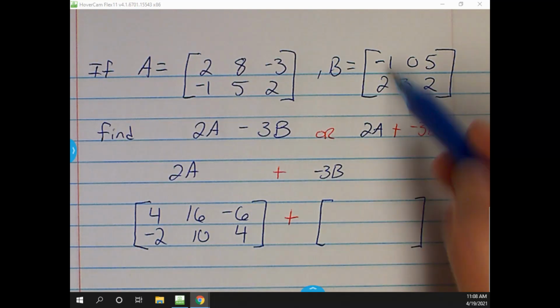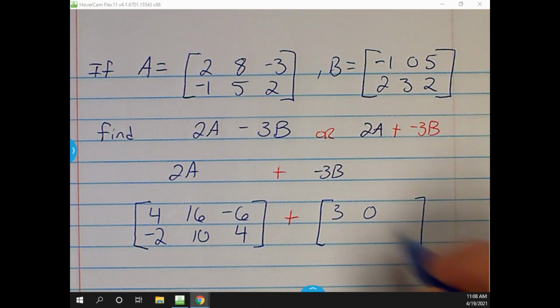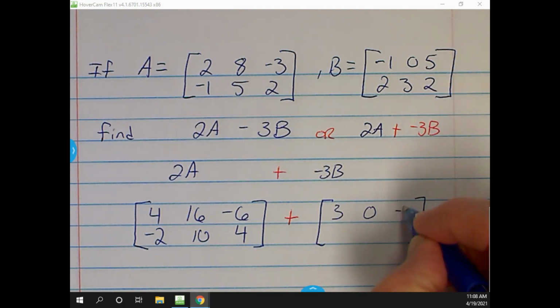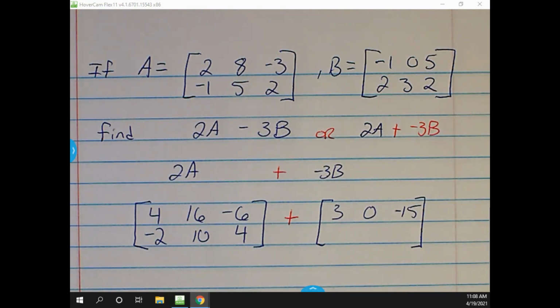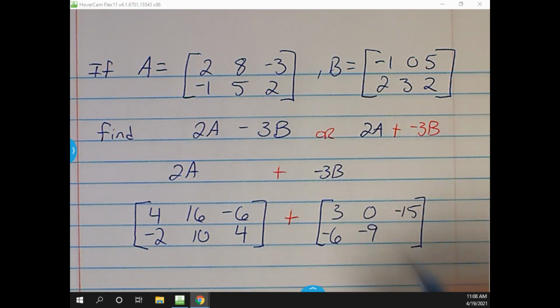So negative 3 times 1 is negative 3. Times 0 makes it 0. Negative 3 times 5 is negative 15. Negative 3 times 2 is negative 6. Negative 9 and negative 6.